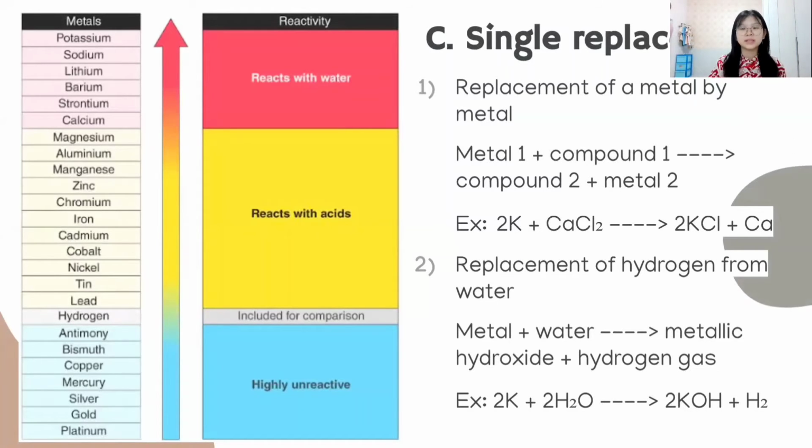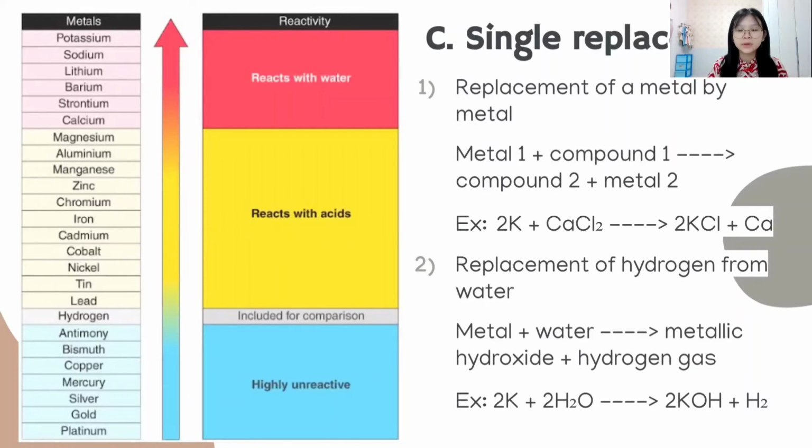Replacement. The first one is replacement of metal by metal, with the general equation: metal when reacts with compound 1 yields compound 2 and metal. The example is 2 moles of potassium when reacts with calcium chloride yields 2 moles of potassium chloride and hydrogen gas.